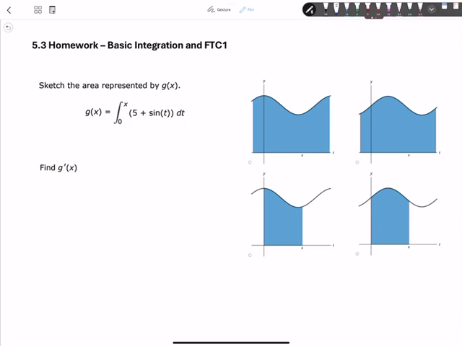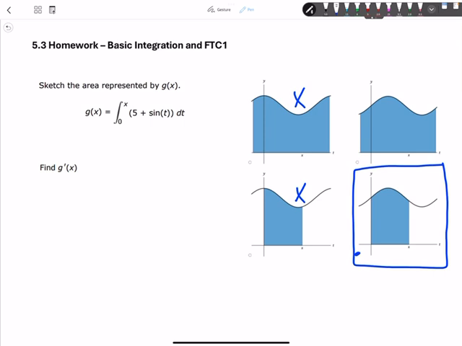The next problem says sketch the area represented by g of x. And here g of x is the integral from 0 to x of 5 plus sine of t dt. Well, first of all, if you know what the graph of sine looks like, add 5 to that, I can immediately eliminate these two. But we are looking at the accumulation from 0 to x, and it does seem like this is going to be my answer choice. We'll go ahead and block this. So that is both the graph of 5 plus sine of t, and it shows the accumulated value from 0 to x. The problem then says, what is g prime of t?